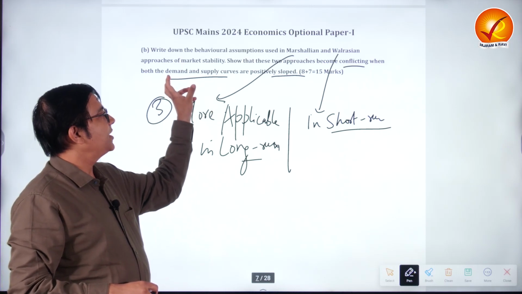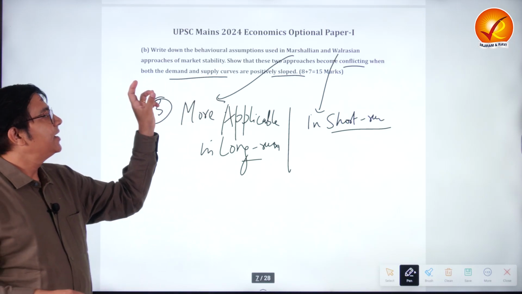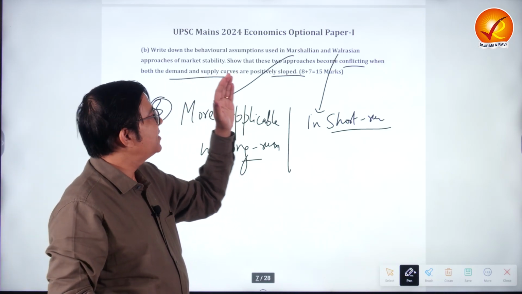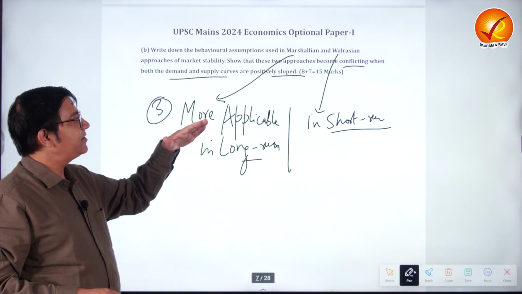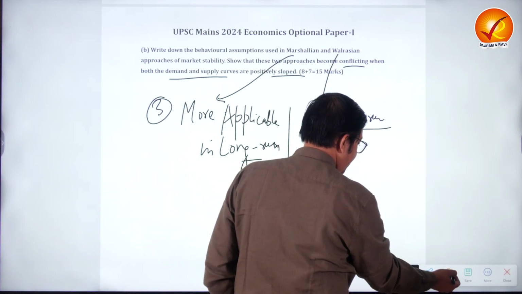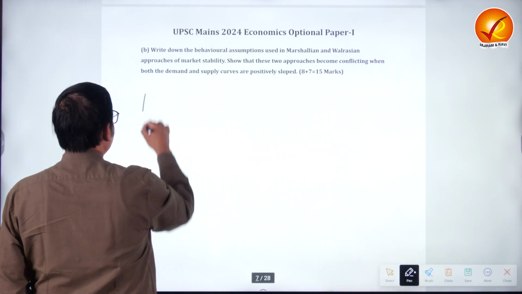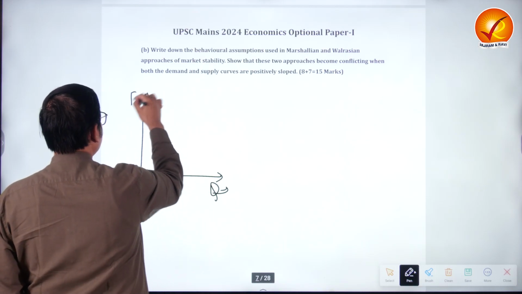Why 2? Because there can be two cases where demand and supply curves are positively sloped. One, when demand is steeper and supply is flatter. Other, when supply is steeper and demand is relatively flatter. So let's look into that in order to complete the second part. So we have quantity and price.